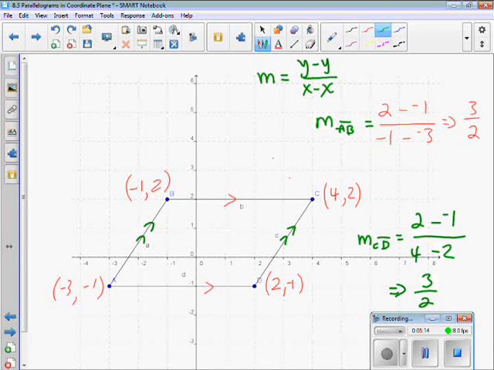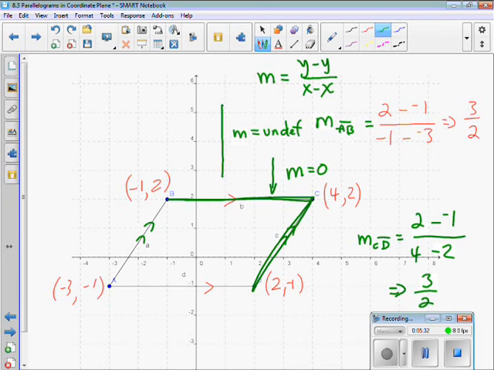So if you take a look, when we're talking about horizontal lines, the slope of that is equal to 0. Anytime horizontal lines. Vertical lines have slopes that are undefined. So the slope of this line here is 0. The slope of this line is 3 over 2.